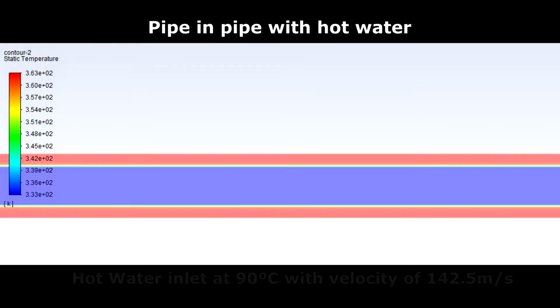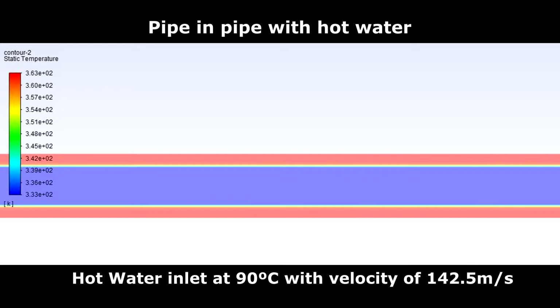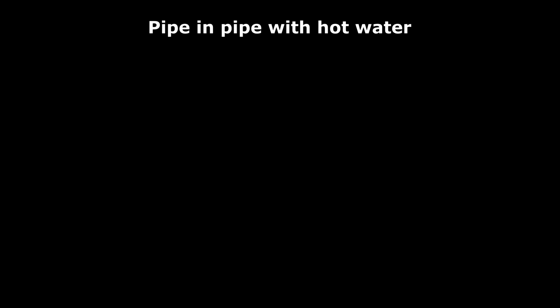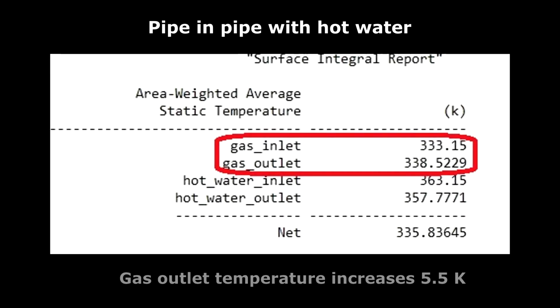Lastly, for the pipe with hot water at 90 degrees Celsius with a speed double the amount of gas travel, 142.5 meter per second, the result at the gas outlet temperature increased by approximately 5.5 degrees Celsius, which is more than required as the saturation temperature for our case is 57 degrees Celsius.